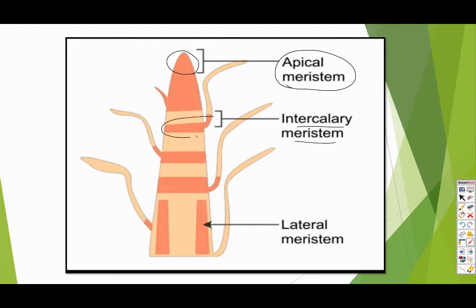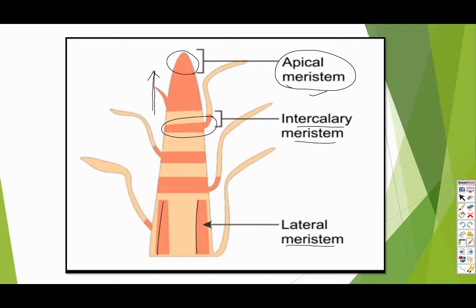Now lateral meristems are present on the sides. Am I clear to you? So your apical meristem will always help in the growth of the plant. What do they help in? The growth of the plant. Meaning to say, they add to the height of the plant.